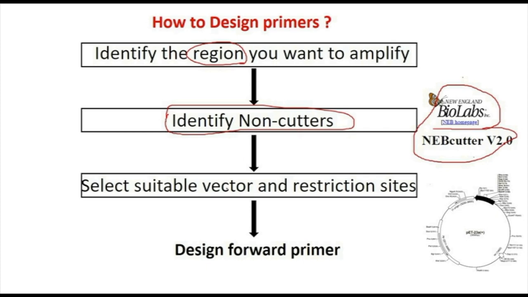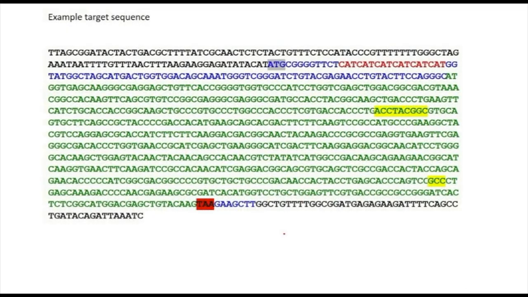After identifying non-cutters, you have to select a suitable vector in which you want to integrate this amplified region and suitable restriction sites. You will get suitable restriction sites from non-cutters. After that, you can go for designing the forward primer.